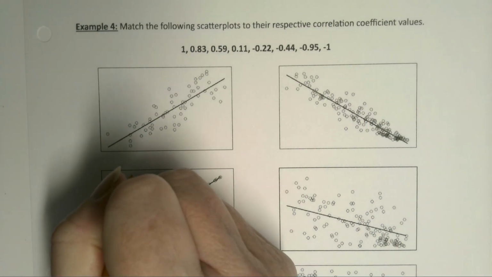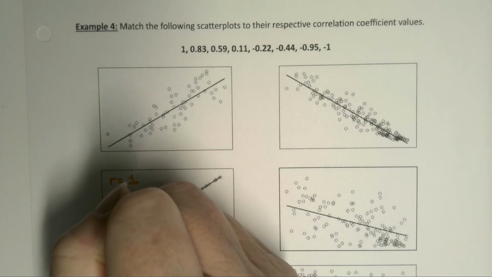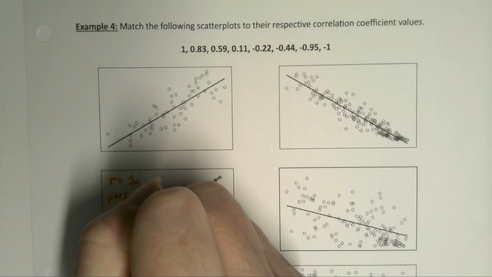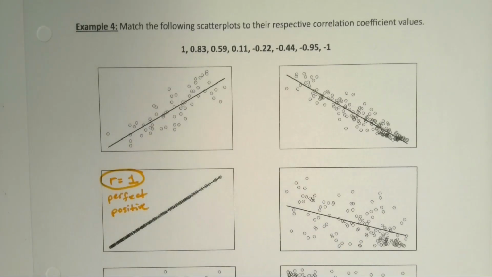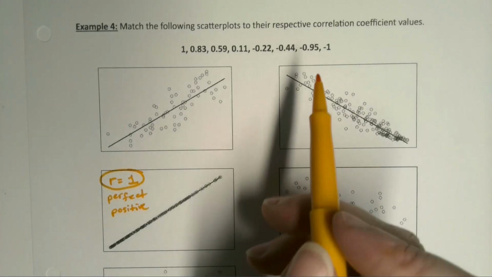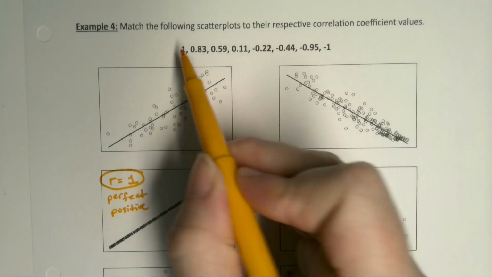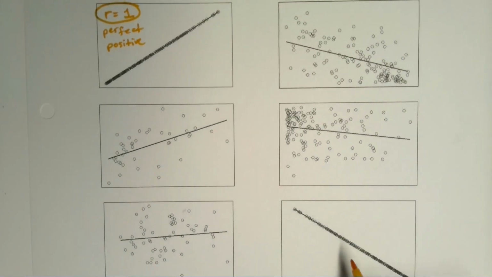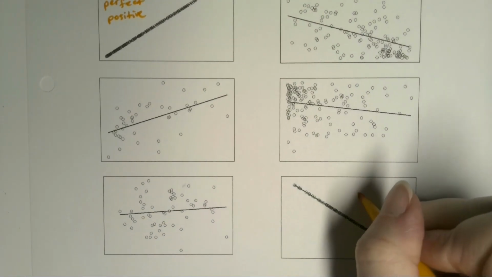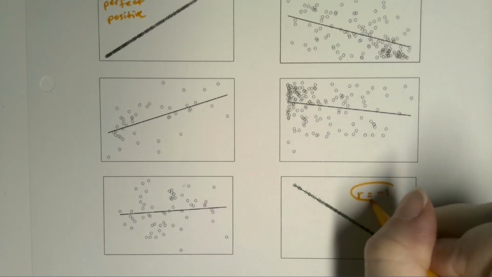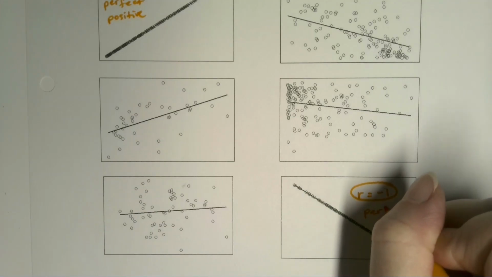This is a perfect positive relationship. Right? There's no straying from that line. Similarly, r equals -1, right? So that's a perfect negative, which is this one down here, right? This is r equals -1, and that's a perfect negative relationship.